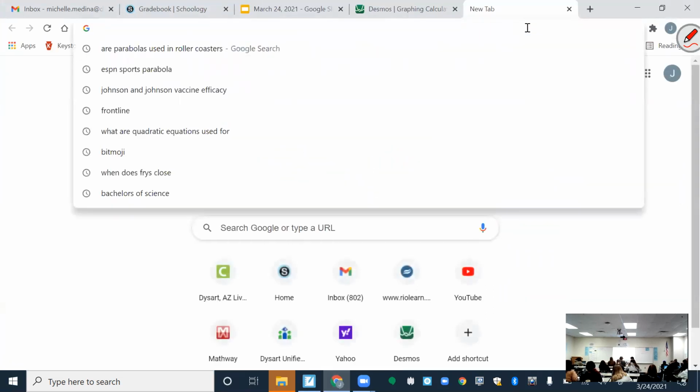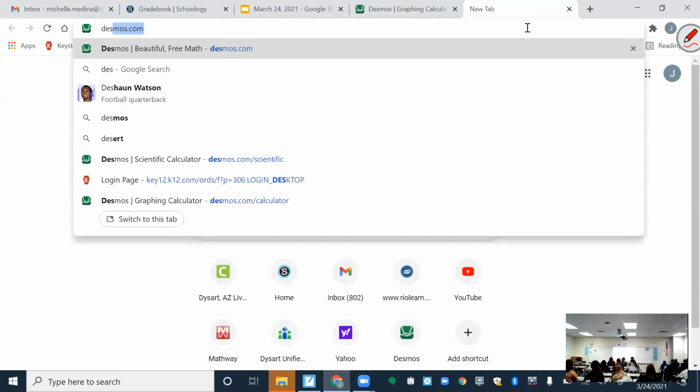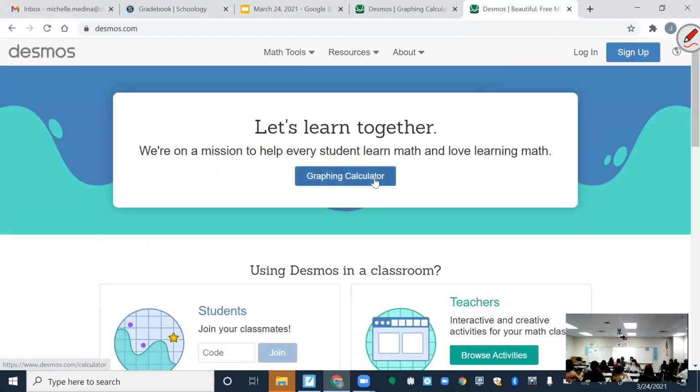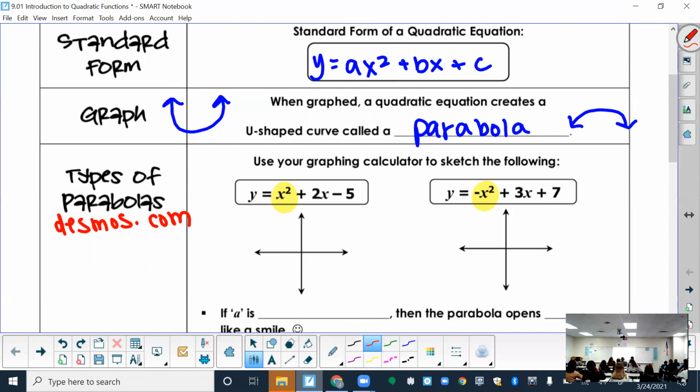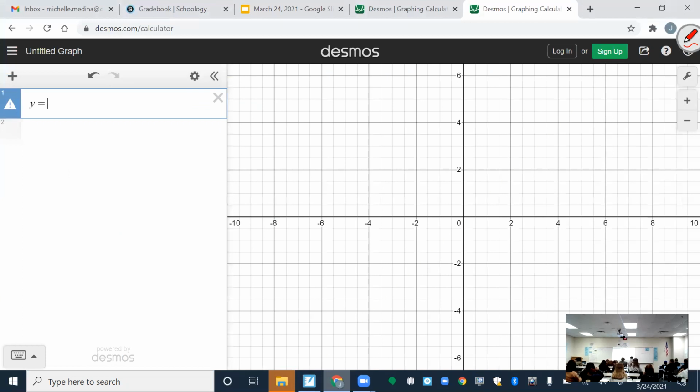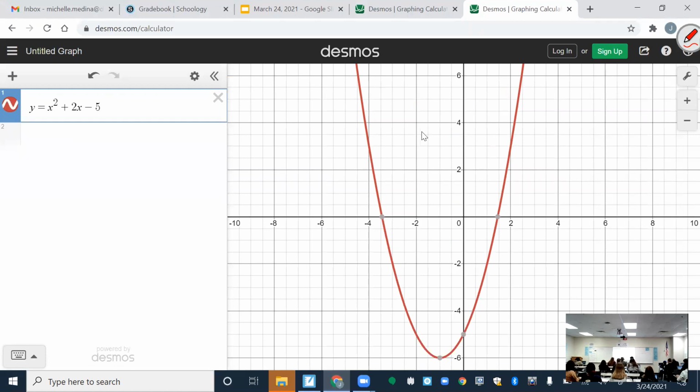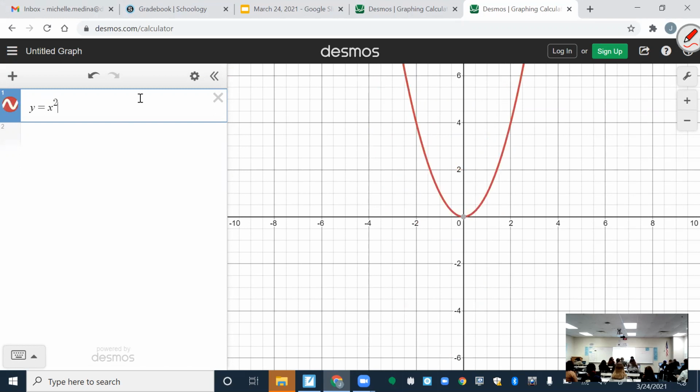If you go to desmos.com and hit graphing calculator, and type in the equation exactly how it looks on your paper, so x squared plus 2x minus 5, notice you get a U-shaped graph. Actually, as soon as I entered the x squared part, it gave me a U-shaped graph, because that's what makes it the U-shaped graph. But then we had this part in it.